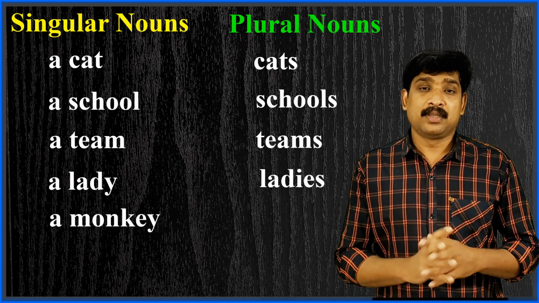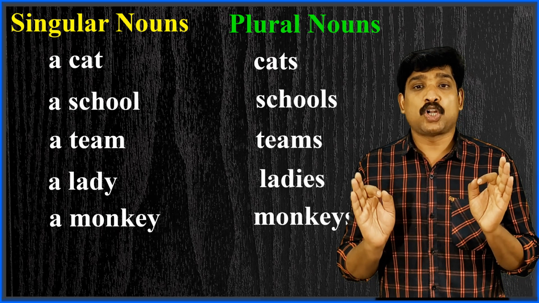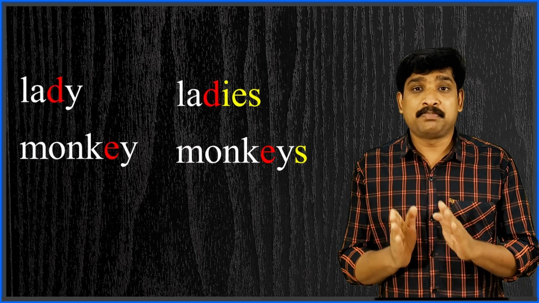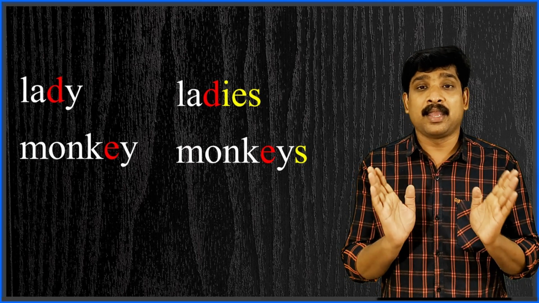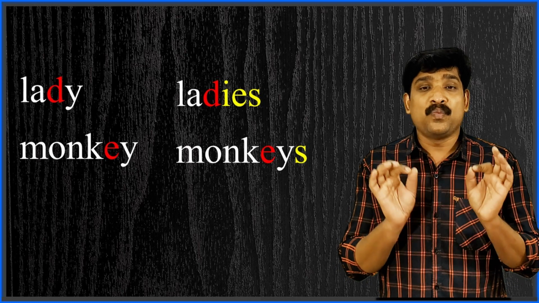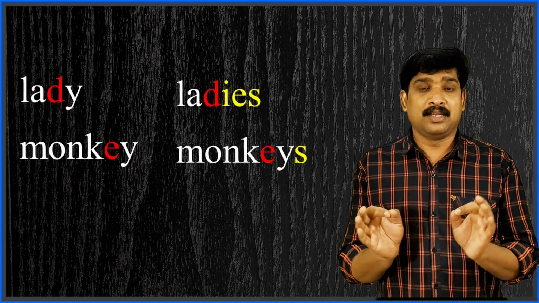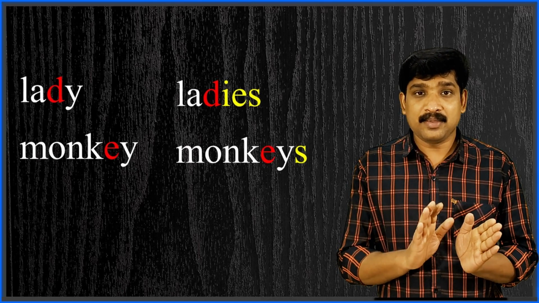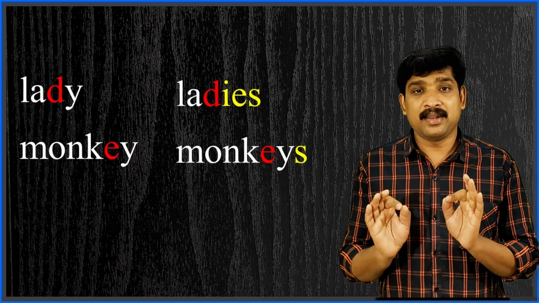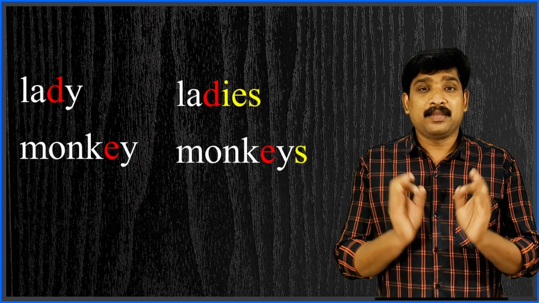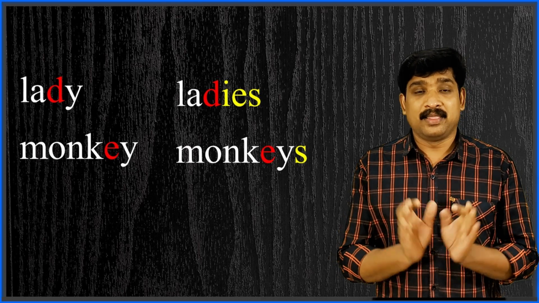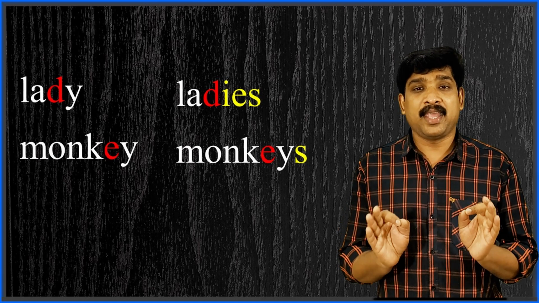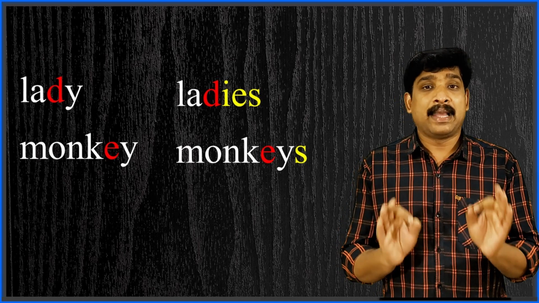Both 2 different rules. As you can see, lady is consonant Y, which means the last letter Y is preceded by D, a consonant letter. Now, when you have a consonant Y in an English noun, the plural will be IES. Lady, ladies. LADIES. But when you have vowel Y, like in monkey, it just becomes monkeys. MONKEYS. You simply add an S.